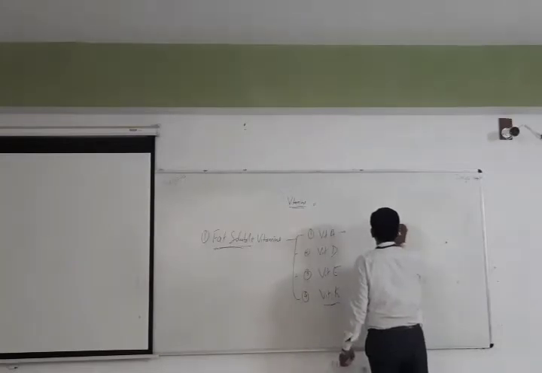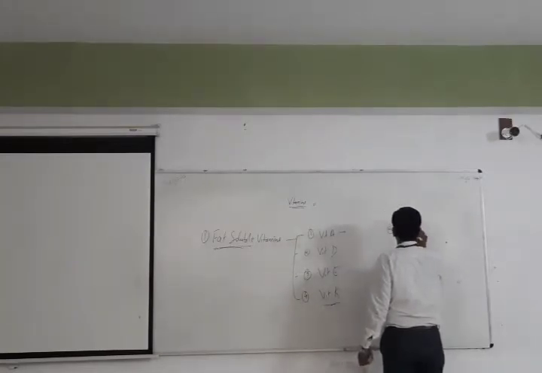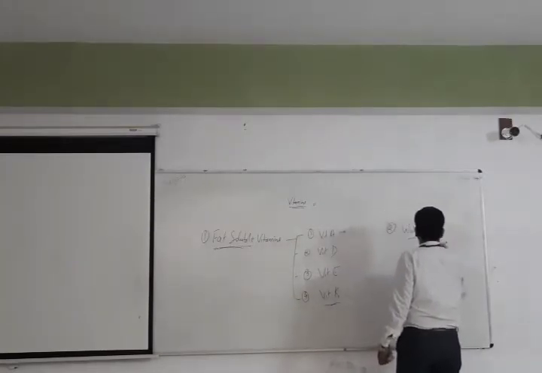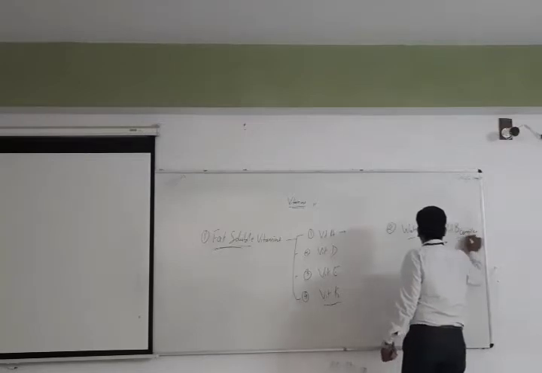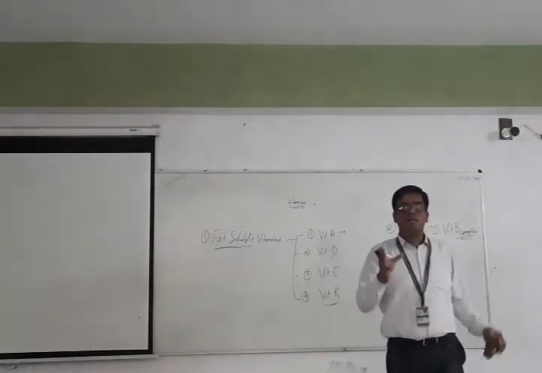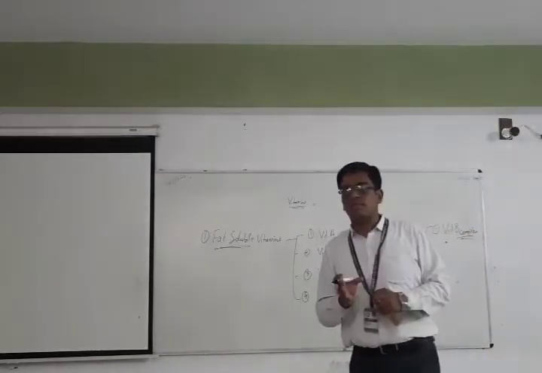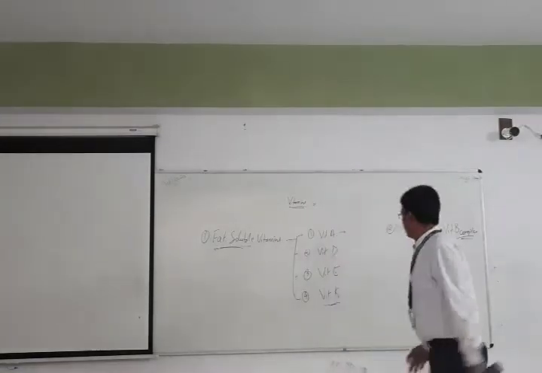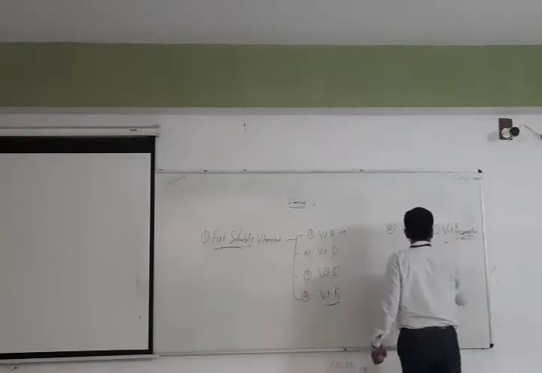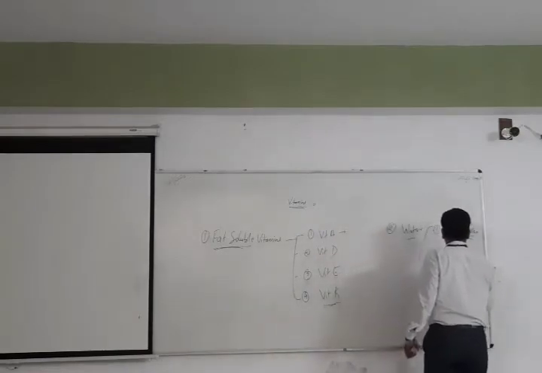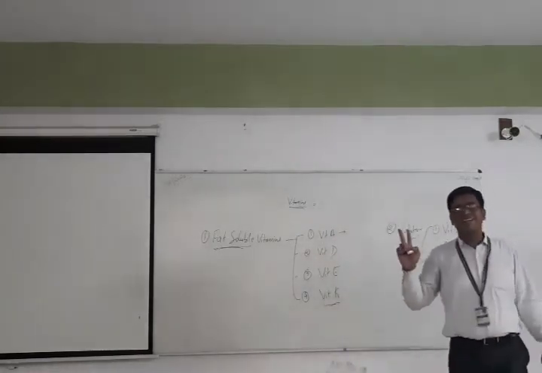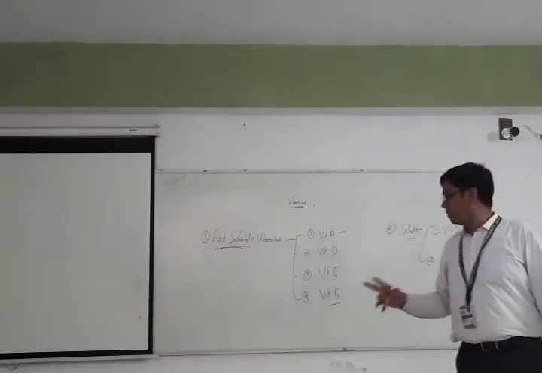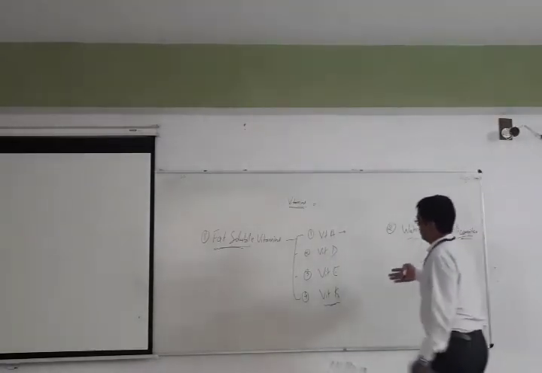And what are water soluble vitamins? Vitamin B and C. Vitamin B complex, because vitamin B is not a single vitamin, it is a combination. There are different types of vitamin B available, hence we call it vitamin B complex. And the next one is vitamin C. So we have two groups: water soluble vitamins and four fat soluble vitamins.